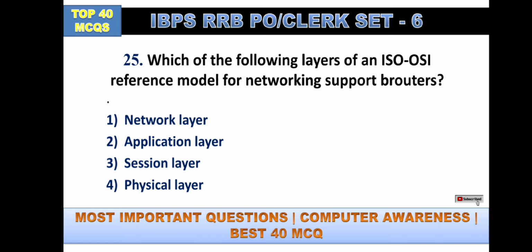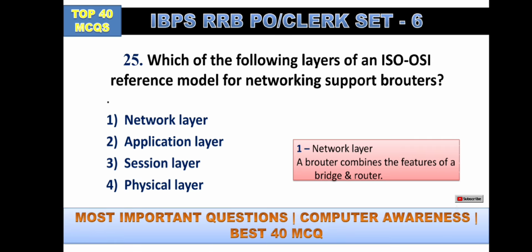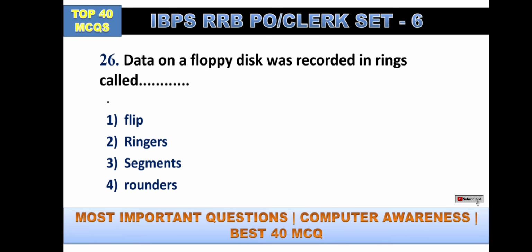Okay, which of the following layers of an ISO OSI reference model for networking supports routers? So routers work under the network layer. And what do you mean by router? Means it's a combination of bridge and router. Data on a floppy disk was recorded in rings called. So these rings are called segments. Okay, segments. Option number 3.